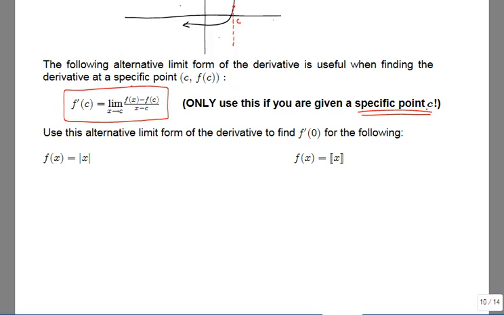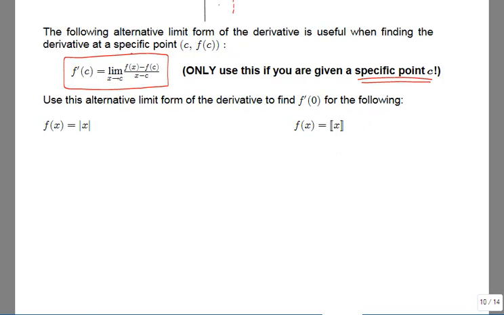So if the question said find the derivative function f prime of x, then you wouldn't want to use this. But if it said find the derivative f prime of 0 or f prime of 2 or f prime of 5, then you would want to use this instead, because it's usually much easier and user-friendly. Okay, so let's try it out on some strange functions.